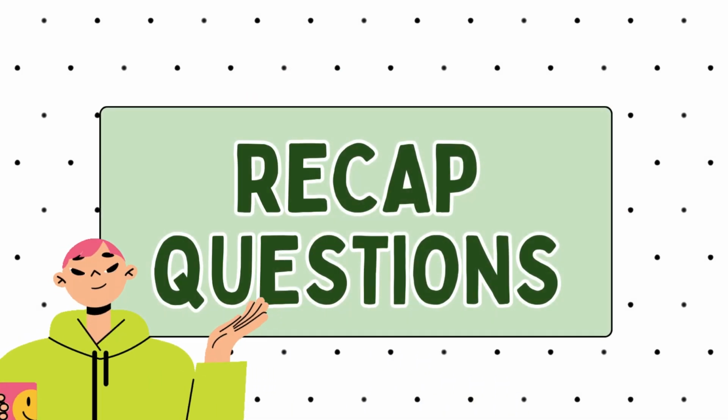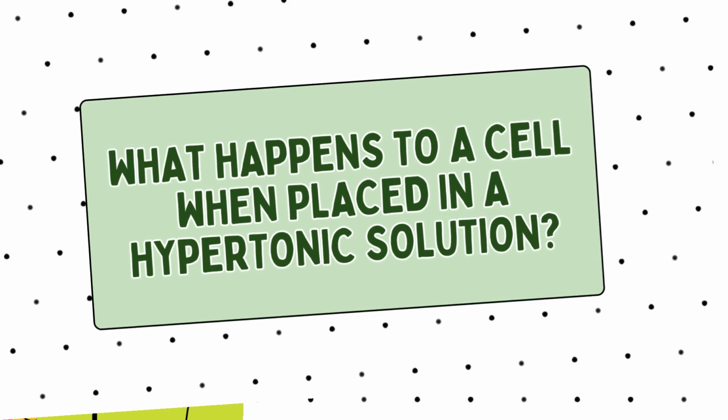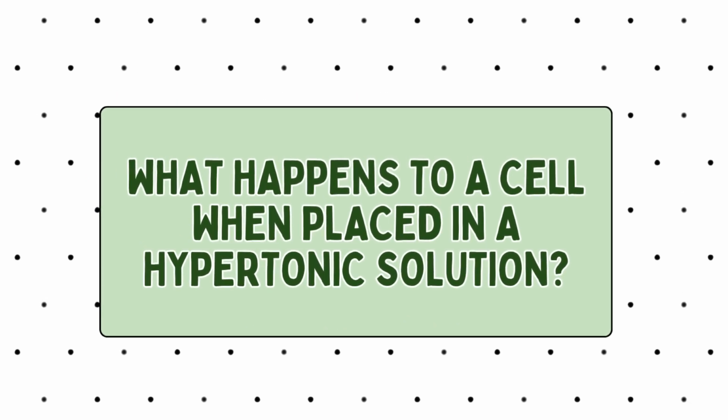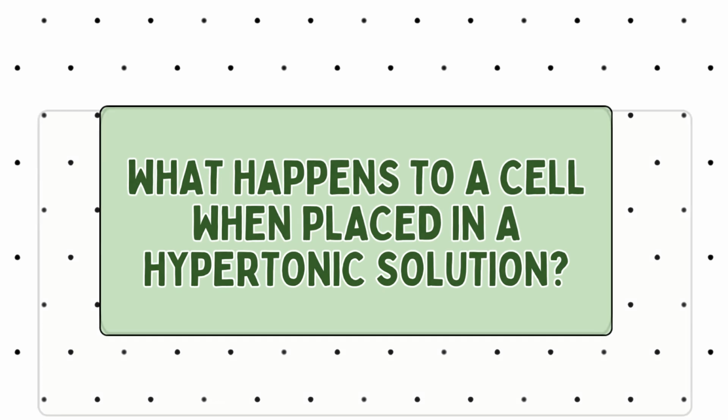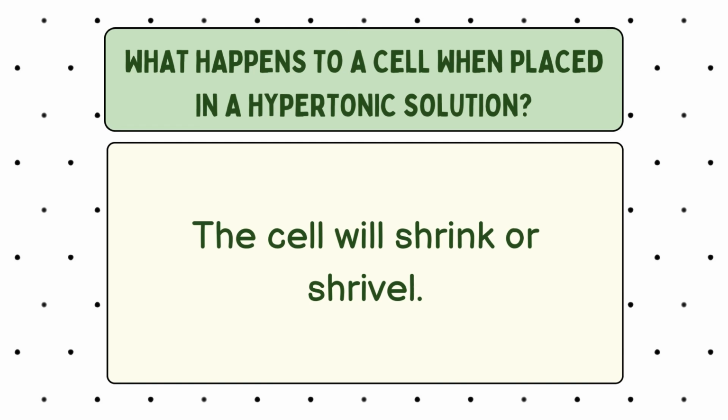And, with that being said, let's dive right into it with some recap questions. For the first question, what happens to a cell when placed in a hypertonic solution? In a hypertonic solution, the concentration of solutes is higher outside the cell than inside. As a result, the water will move out of the cell through osmosis, causing the cell to shrink.